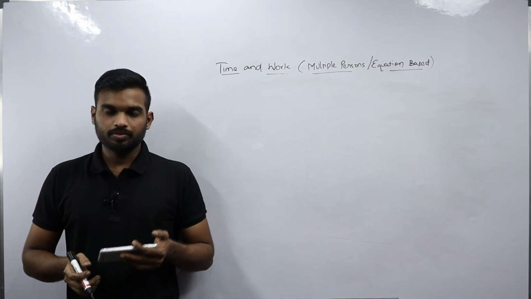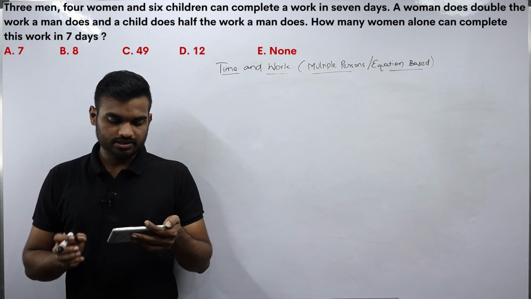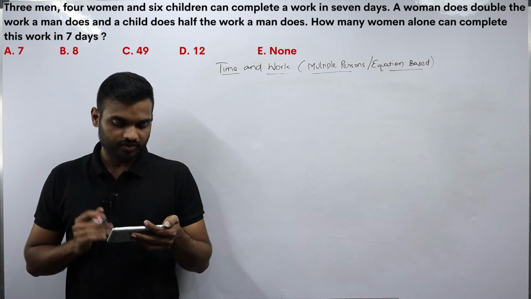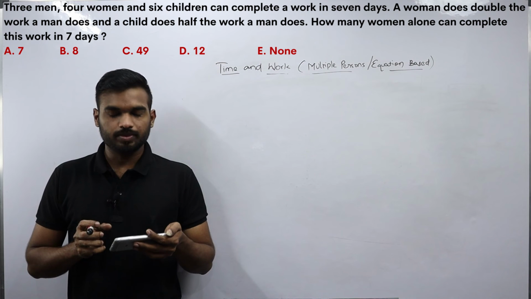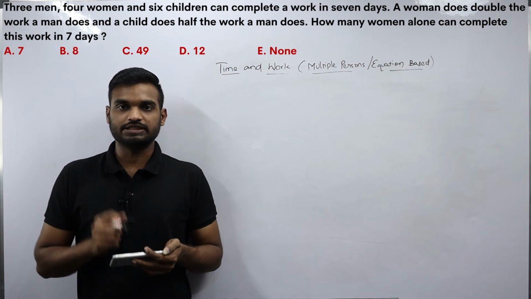Now let's see the fifth problem. They are saying that 3 men, 4 women and 6 children can complete a work in 7 days. A woman does double the work of a man and a child does half of the work of a man. How many women are required to complete the work in 7 days? So we need to find out how many women are required to complete the whole work in 7 days.